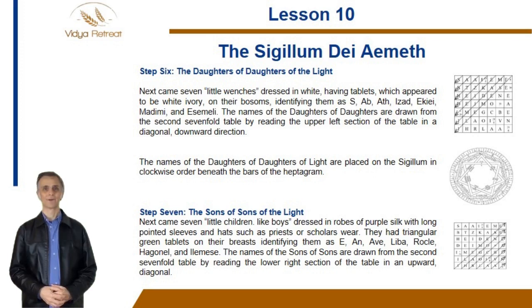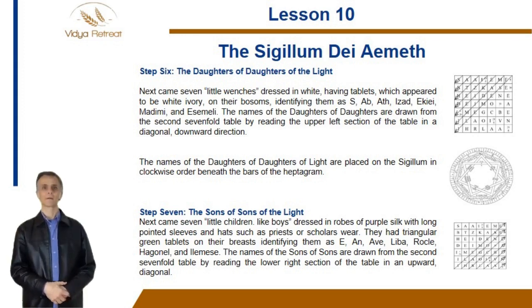The names of the daughters are drawn from the second sevenfold table by reading the upper left section of the table in a diagonal, downward direction. The names of the daughters of light are placed on the sigillum in clockwise order beneath the bars of the heptagram.